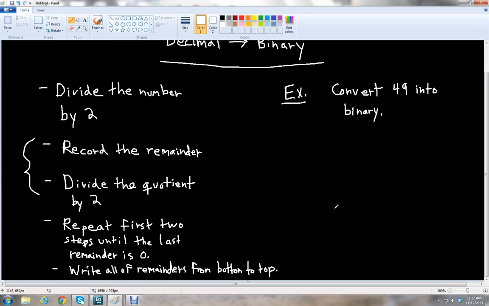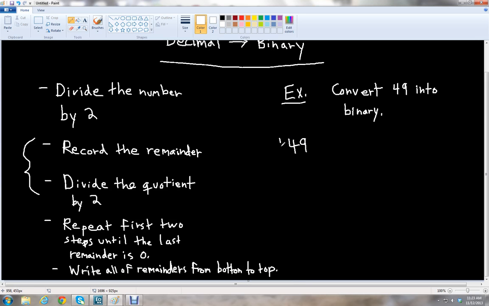So this is a repetitive process where you have to divide over and over again, write the remainders down until you get 0, and then you stop. And then we write all the remainders from the bottom to the top. So let's see how this works in an example problem. We want to convert 49 into binary.